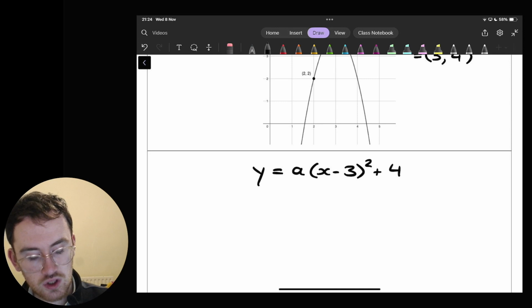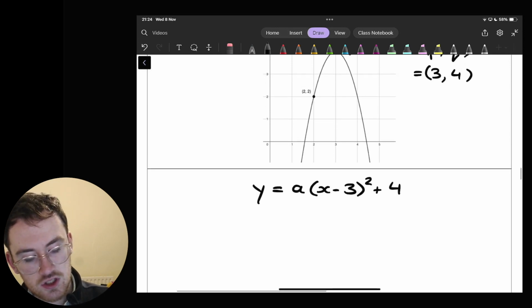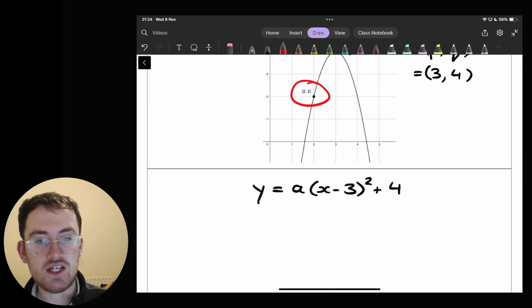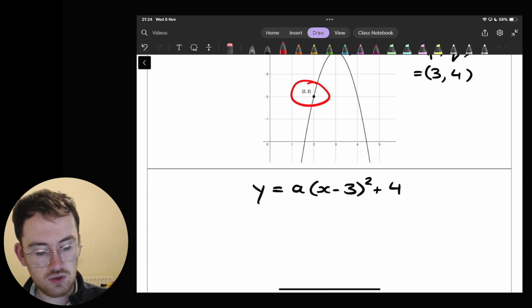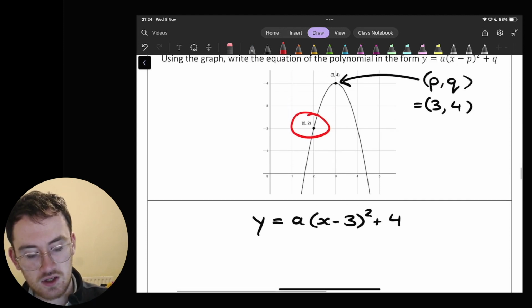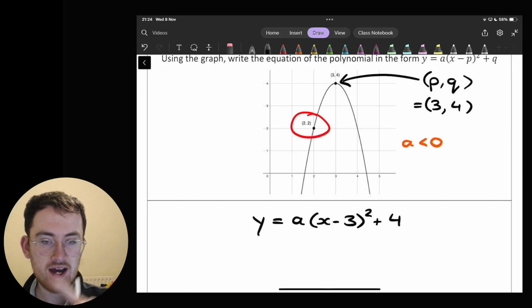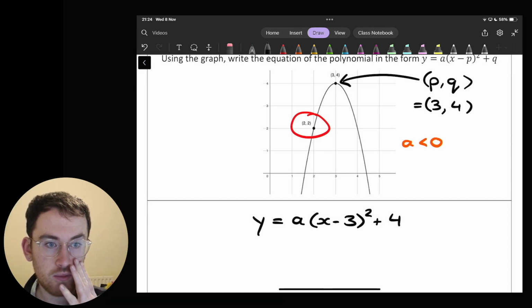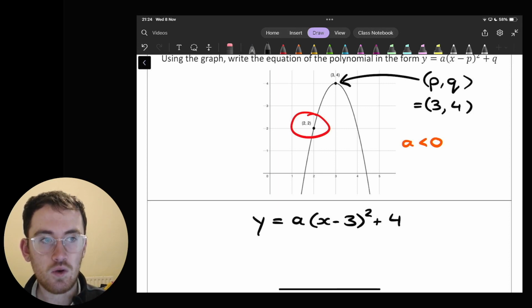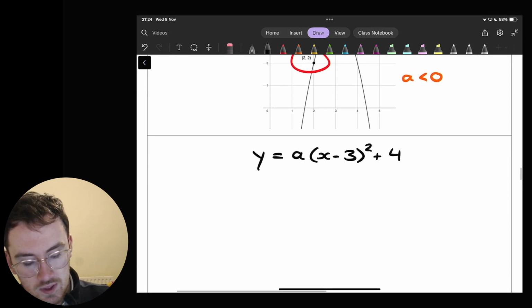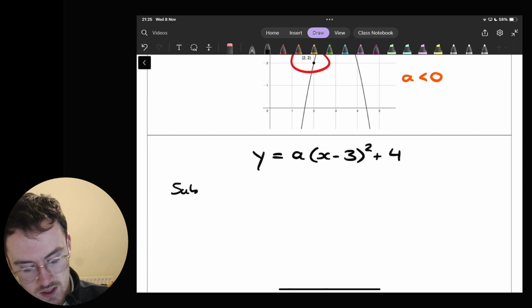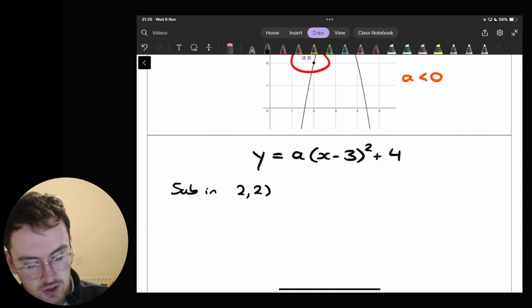Okay, we still have one unknown, the a, and what we're going to do with that one is make use of this other point here that we know is on the graph, which is (2, 2). Now what I'll also say is, looking at the graph, I am expecting that a will probably be negative because my graph is a negative graph. It has a maximum point, so I'm nearly expecting that a would be a negative value. But we're not sure, so let's sub in the point. So we're going to sub in (2, 2) because that is on the graph. I'm going to sub 2 in for y, and I'm going to sub 2 in for x also.